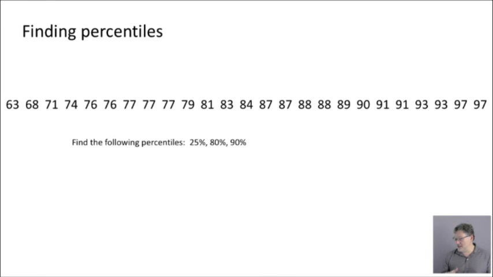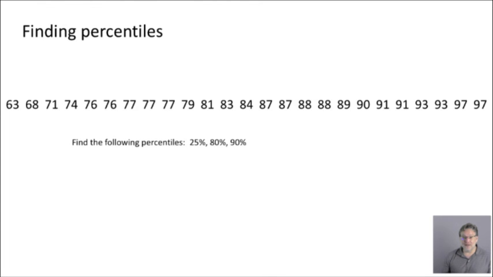If the value is very low, then you did better than only a small number of students. If the value was very, very high, a high percent, like 98 or 99, then you did better than the vast majority of all the other students. So how do we find these kinds of percentiles? Let's say that we're given a set of test scores from 63 all the way up to 97. How do we find what those percentiles are?